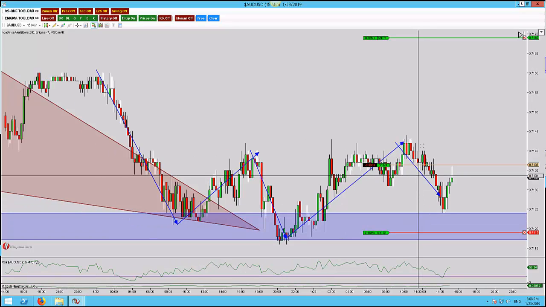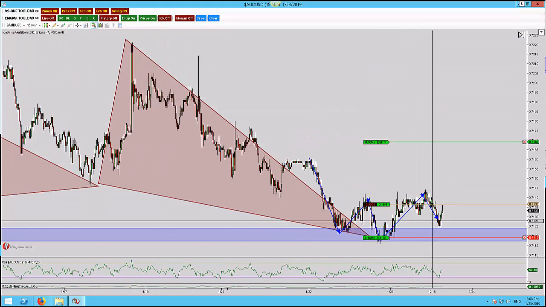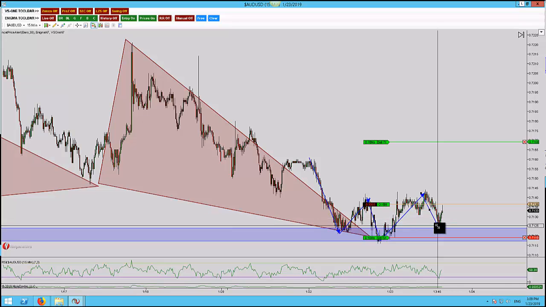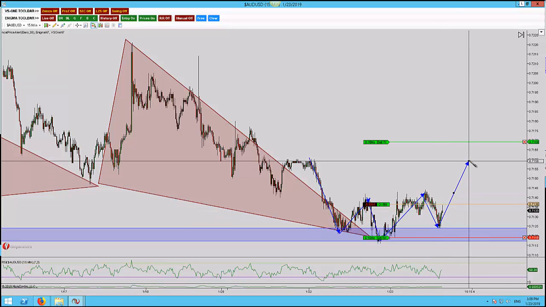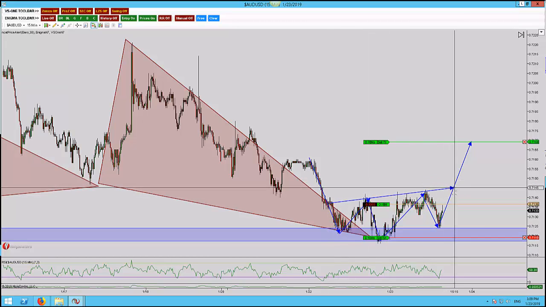So it has meant here that the head and shoulders is looking like this, and we're going to go up there. This will be a 1 in 1 out for me. So there's the head and shoulders.